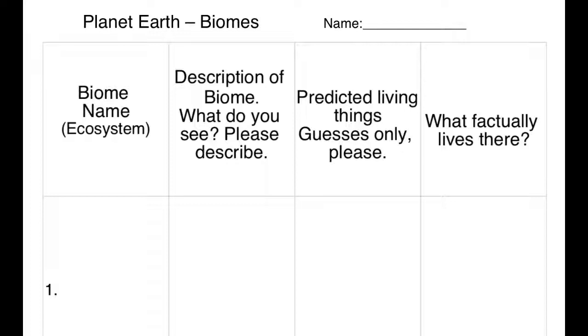On the next column over, predicted living things. So these are your guesses about what actually lives in these environments. What is living in this ecosystem? So you're going to jot your ideas down there as well. And of course, the last one is, we're going to talk about what factually lives there. So if you do have time, you are more than welcome to do a bit of research and find out exactly what lives in those areas.